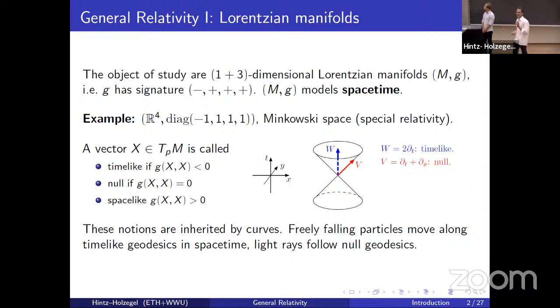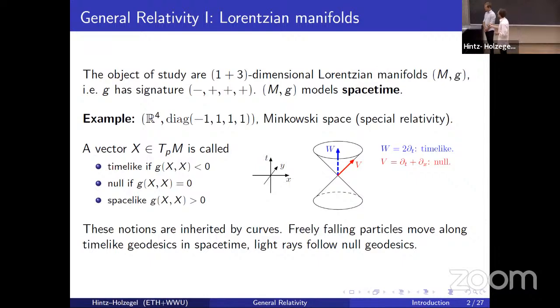Now, the notions of time-like, null, and space-like are inherited by curves. So you can talk about time-like, null, and space-like curves, and geodesics play a special role in the theory from the point of view of physics, namely the freely falling particles move along time-like geodesics, and null geodesics are the light rays.